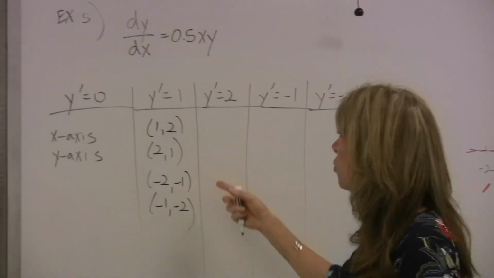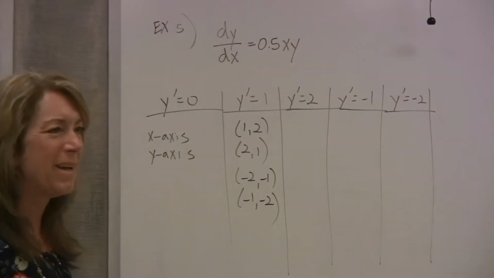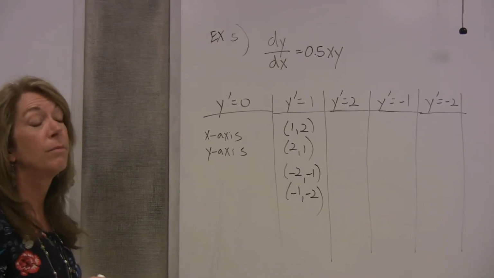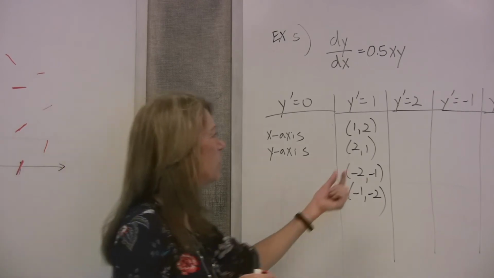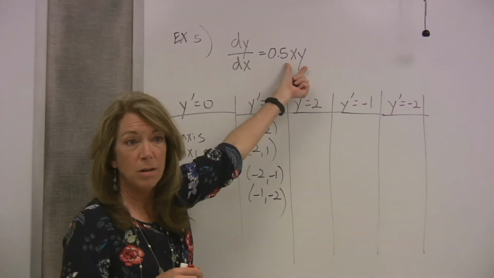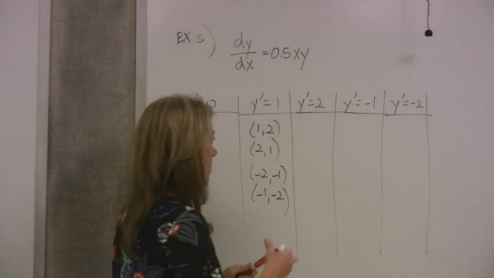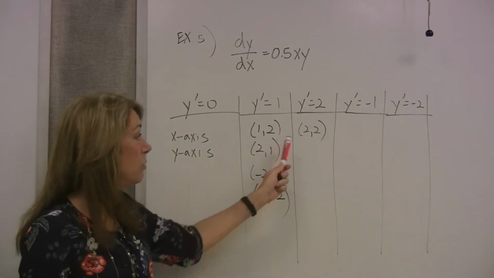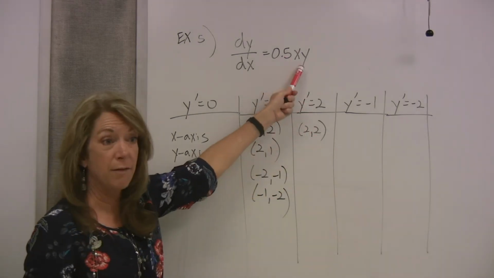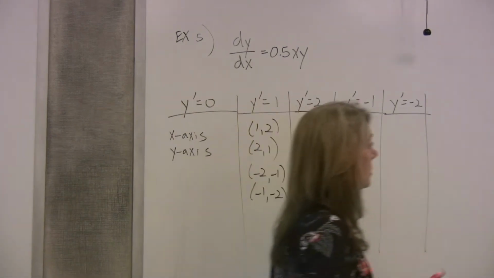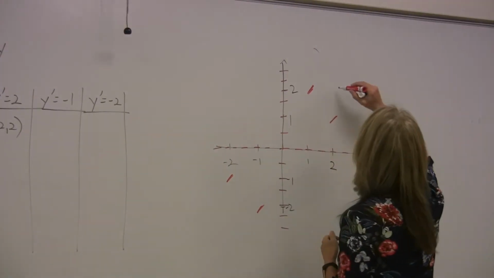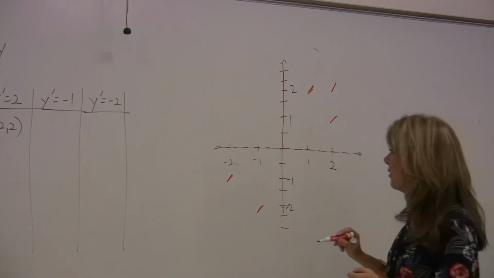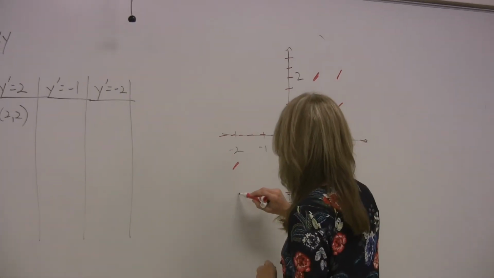Where would the slope be 2? I might have to go off my scale to find some of those. Couldn't hear you. When it multiplies up to 4. Yeah, when these two multiply out to be 4. So we could do, like, 2 and 2. Right, because 2 times 2 is 4, and half of that will give me 2. So the slope is 2, which means out here it's even steeper. Where else? (-2, -2), and it's still steeper here.